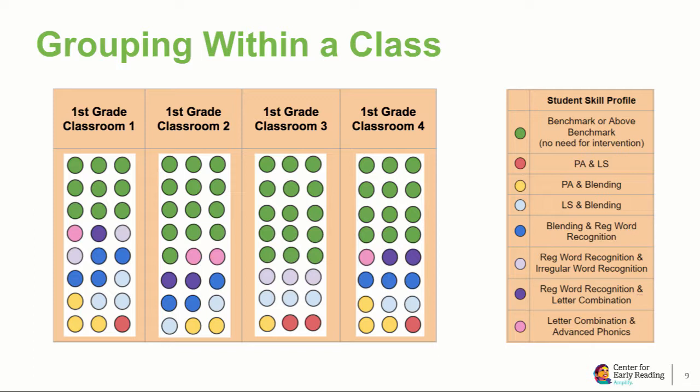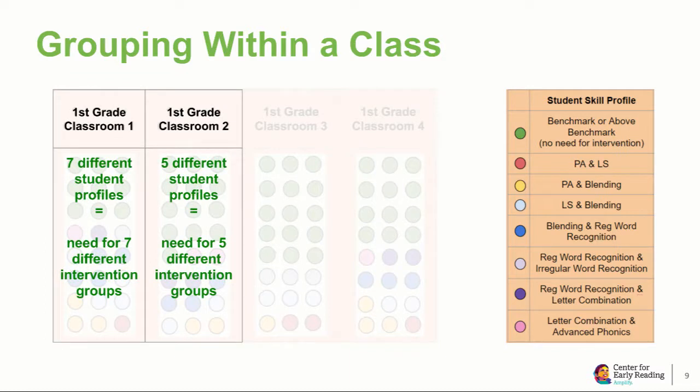If we were to group within a class, classroom 1 would need 7 different intervention groups that would each focus on different skills, and classroom 2 would need 5 different intervention groups. Look at your handout. How many different groups would you need in classrooms 3 and 4? Pause the video to complete page 1 of your handout. Press play when you're ready.